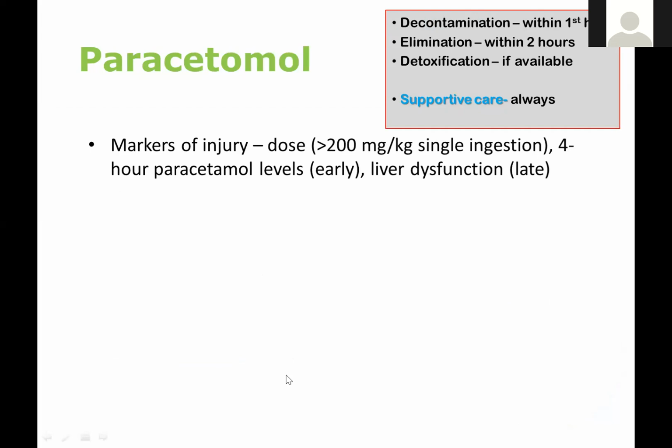Paracetamol is one of the commonest acute poisonings in children. Paracetamol levels are available in some centers and in the private sector. Certain government hospitals also have it available. If more than 200 milligrams per kg is taken in a single dose, it is taken as a high poison. It can cause severe liver failure.